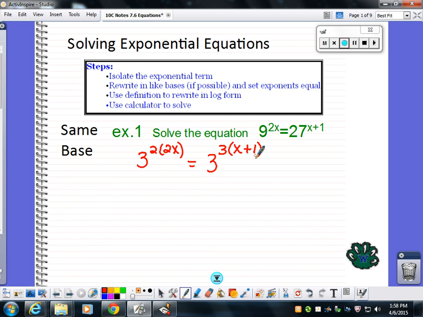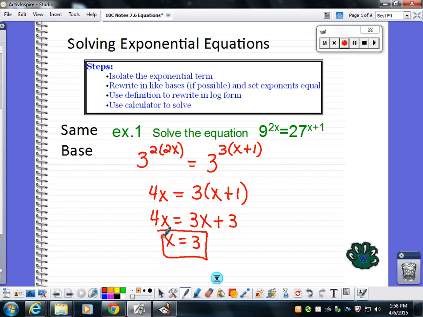So if the bases are equal, then the exponents must be equal. So we can set, now 2 times 2x is 4x equal to 3x plus 1. And we're just going to solve that equation for x. So let's distribute that 3 and get 3x plus 3. Combine like terms, so I'm going to subtract 3x. So we're going to get x is equal to 3. And so that's our solution, 3. Now in class, I'll show you how to check these on the calculator. So if possible, look to see if you can rewrite with the same bases.